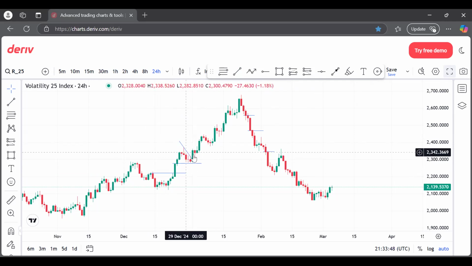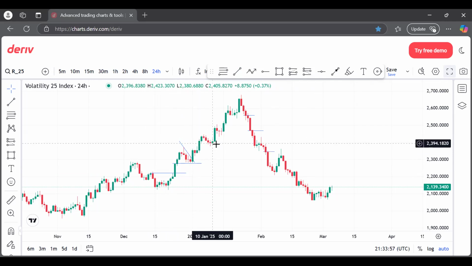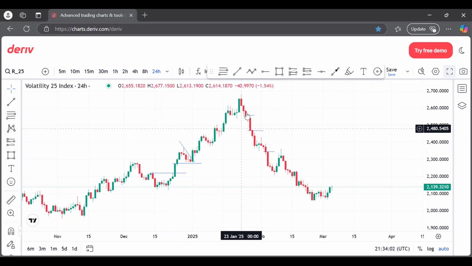These are points you stack. Then it breaks up again. Once it breaks up again, then it retests again, and you stack this zone again. These are stacking points. You just keep adding more positions like that till it goes up, up, up.